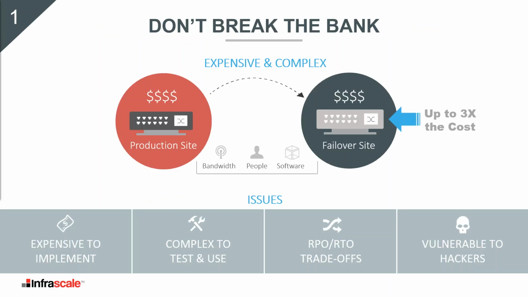So here is why. On the left, you see how most DR solutions are architected, right? You have a production server, it replicates to the failover site, just like you see here. But in the middle there, because of the bandwidth, the people, and the software involved, this can cost you up to 3 times as much to set up a proper DR solution. And then on top of the expense to implement it, it's complex to test it and to use it. You have those RPO and RTO trade-offs that we just saw on that graph. And it's vulnerable to hackers because it doesn't have security built right into it.